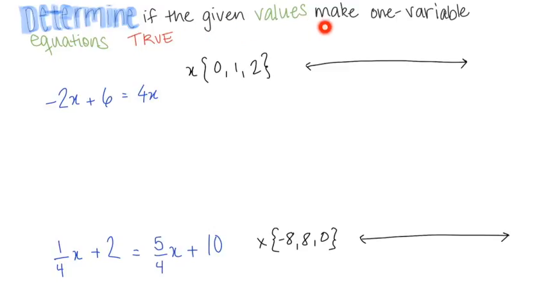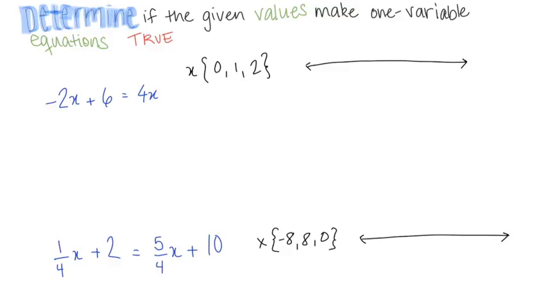In this video, you'll determine if a given value makes our equation true. Let's look at our first problem. We have negative 2x plus 6 equal 4x, and then we have some x values here. We have a 0, a 1, and a 2. We want to know if any of these given values make this equation true.